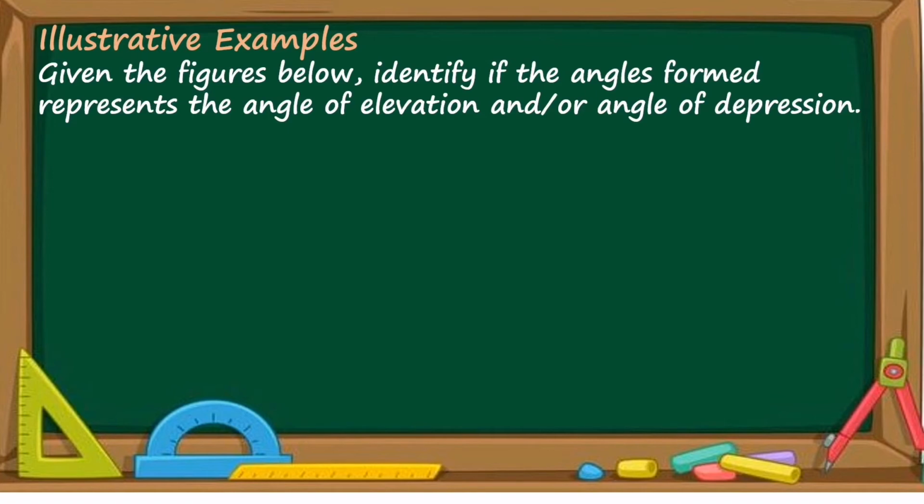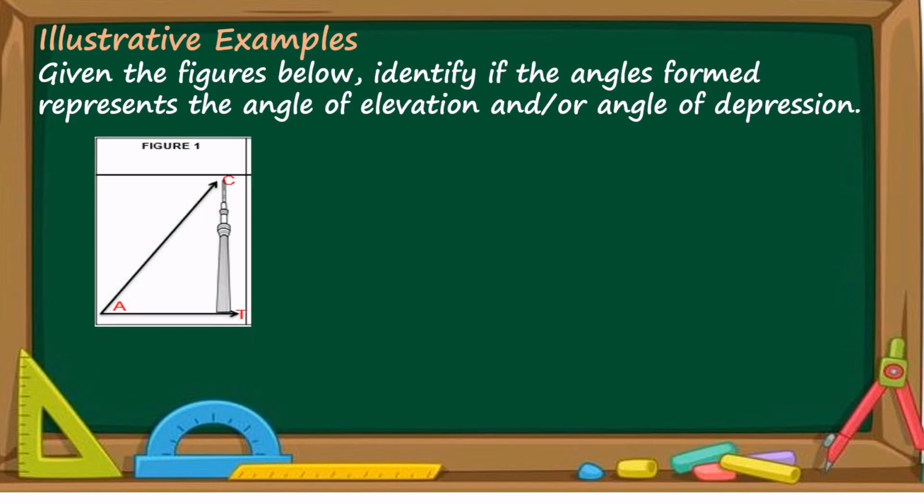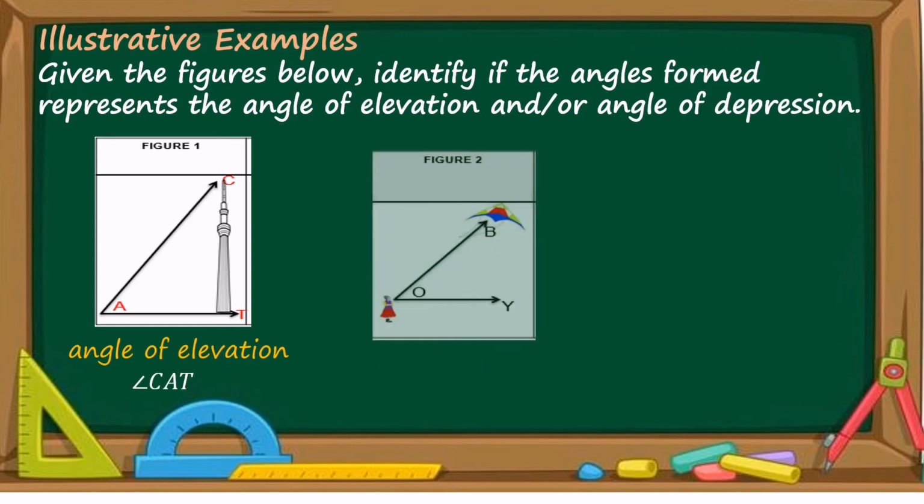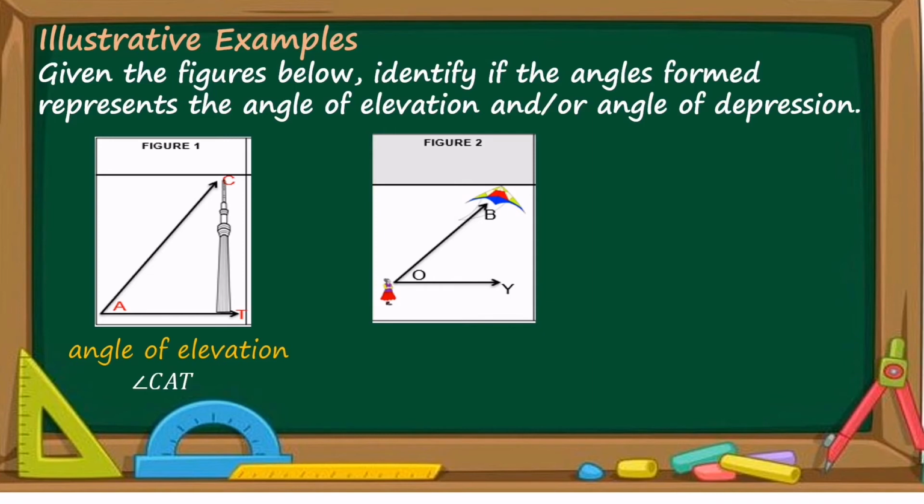Given the figures below, let us identify if the angles formed represent the angle of elevation or angle of depression. Let us have the first figure. What do you think? Very good, that is an angle of elevation. And the angle formed is angle CAT. Next, another figure. Very good, that is also an angle of elevation. And the angle formed is angle BOY.